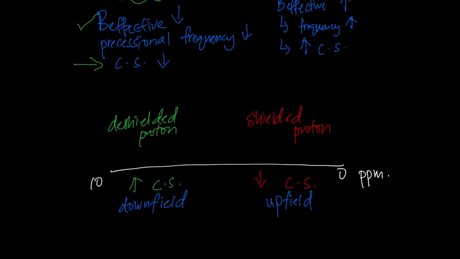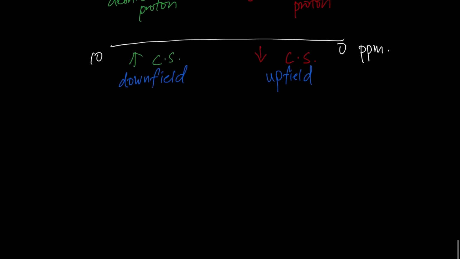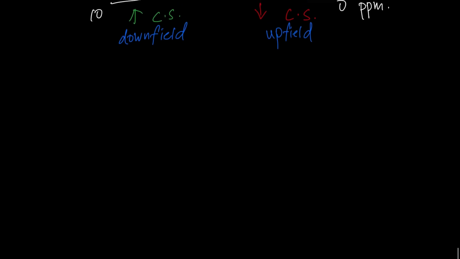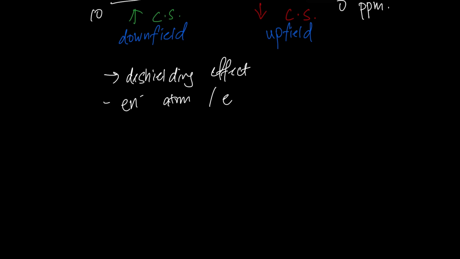Okay, so there are several factors that will affect the de-shielding effect. They will cause the electron cloud around the nucleus to be thinner. So now let's look at the different factors. First is the electronegative atom. Let's look at electronegative atoms or the electron withdrawing group.